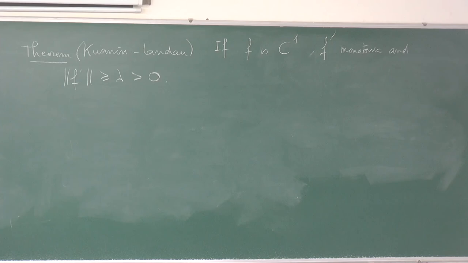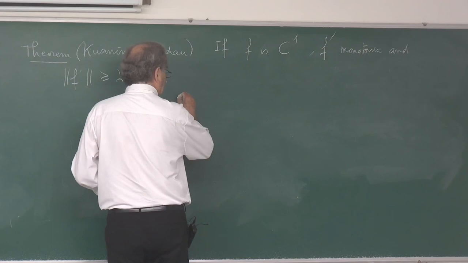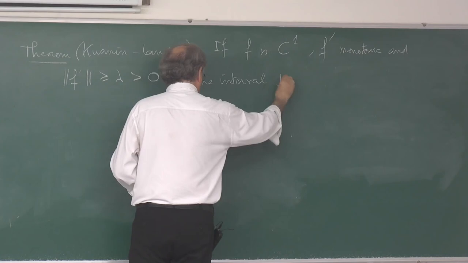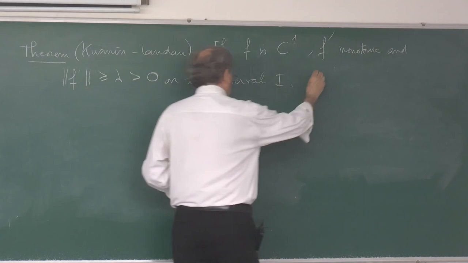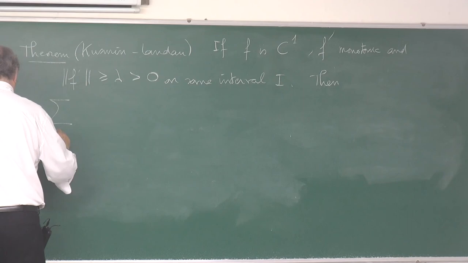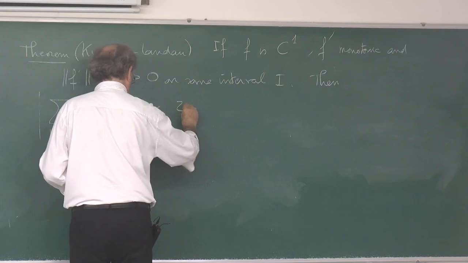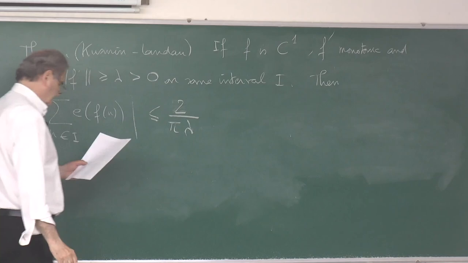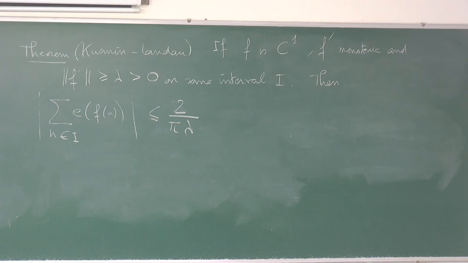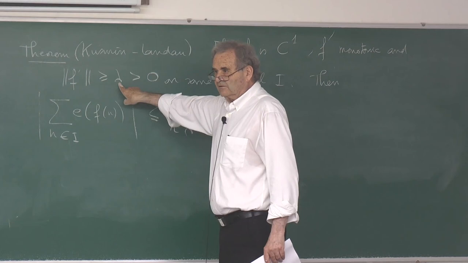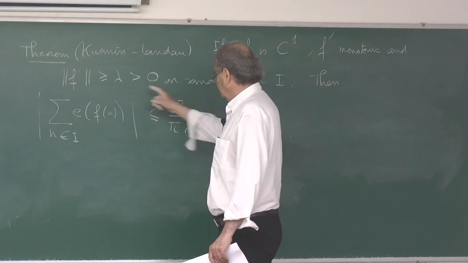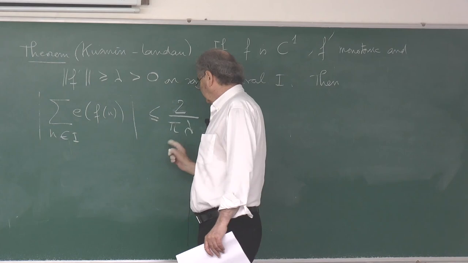Important. So you assume that you have that on some interval I, let us say. Then you have the summation over n belonging to this interval I of e of f of n, which is less than 2 over pi lambda. Lambda is the lower bound of the absolute value of the derivative on that interval. And so if you take the sum over all the integers in this interval, you get this upper bound.